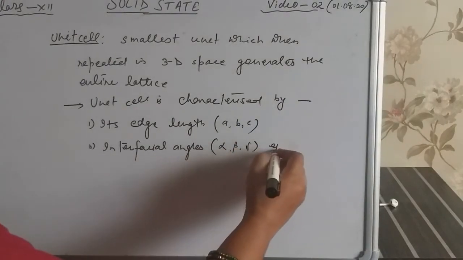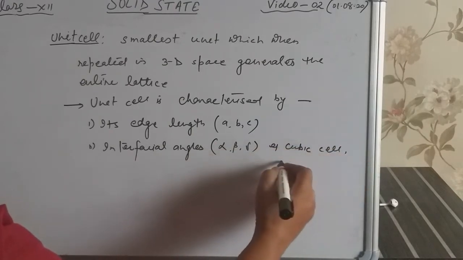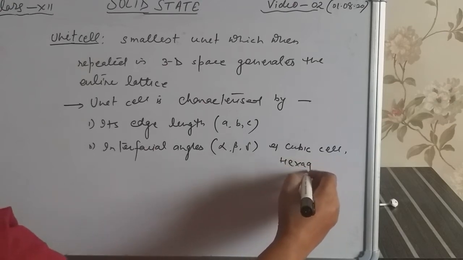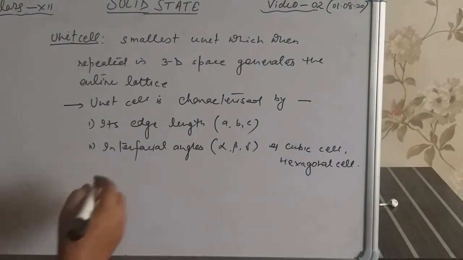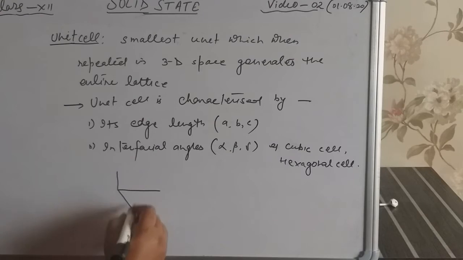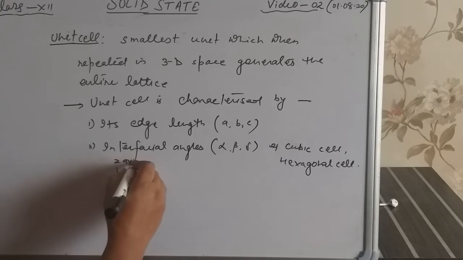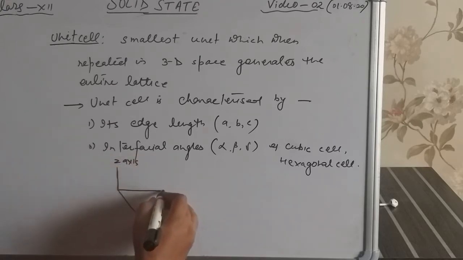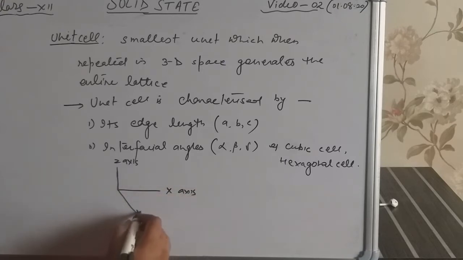For example, the most common is the cubic cell, and the hexagonal unit cell also. So let's discuss this. Suppose this is our z-axis, and suppose this is the x-axis and this will be the y-axis.